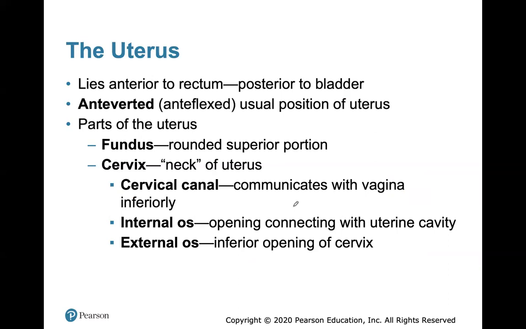So the uterus lies anterior to the rectum and posterior to the bladder. It's usually anteverted or anteflexed, the usual position of the uterus. You have different parts of the uterus, the fundus, the cervix, which is the neck of the uterus.